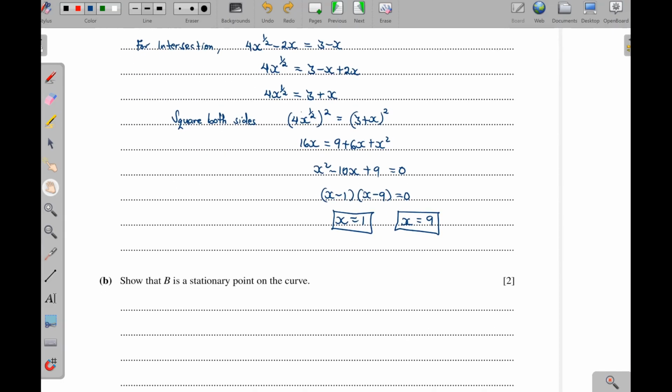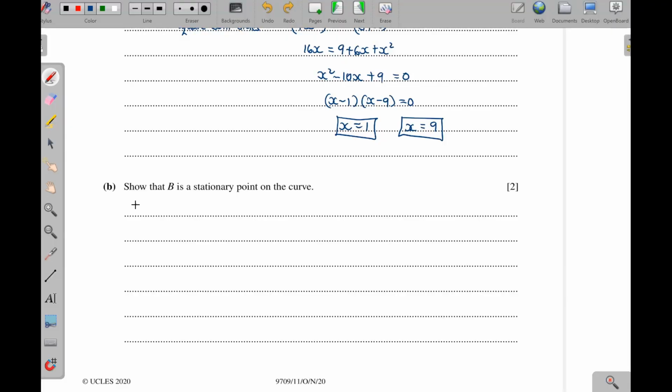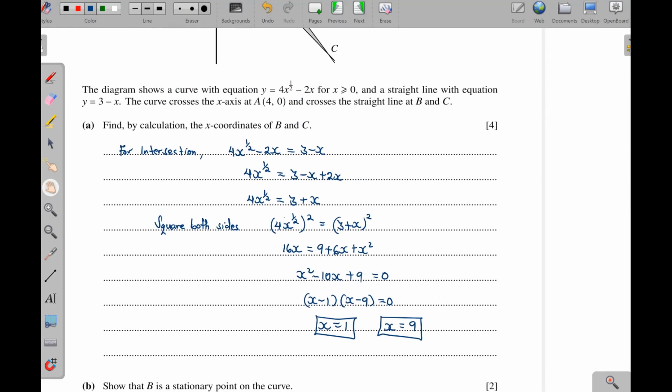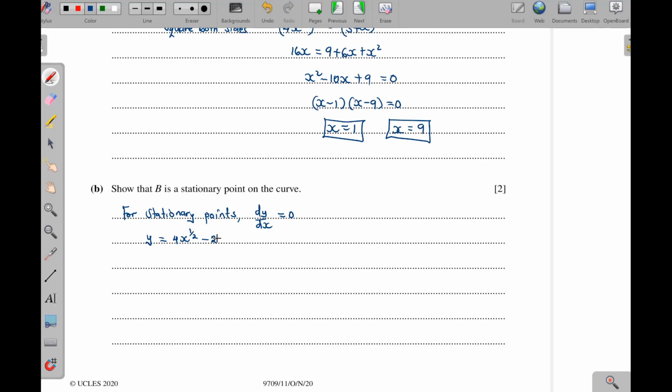Then they are saying show that B is the stationary point on the curve. Now we know that for stationary points, dy/dx has to be equal to 0, not so? Now we have our y, which is equal to 4x to the power of a half, and then minus 2x. Now we need to find dy/dx, then we get the x coordinate of B, we substitute it in the dy/dx we get. If we get a 0, then that implies that B is a stationary point.